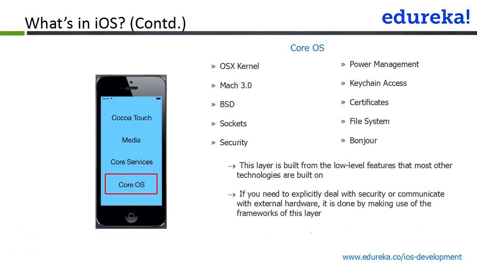So the core OS comprises the OS X kernel. Now the kernel is like a typical kernel. It does your I/O reads between the top layers and the CPU, memory, and other devices. So it's at the most basic level. It communicates with the CPU and the devices. And Mach 3.0, this is the basis of your iOS and the OS operating system.